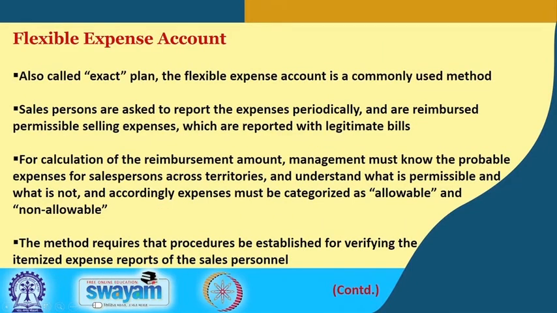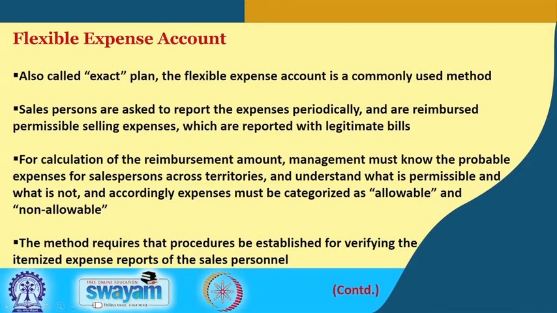The second is the flexible expense account. Now, the flexible expense account is also called the exact plan, and it's a very commonly used method. The salespersons are asked to report their expenses periodically, and they are reimbursed the permissible selling expenses which are reported, of course, with bills, with legitimate bills. So, for calculation of the reimbursement amount, management must know the probable expenses of a salesperson in a territory, and you must understand what is permissible and what is not, and accordingly expenses must be categorized as allowable and non-allowable.